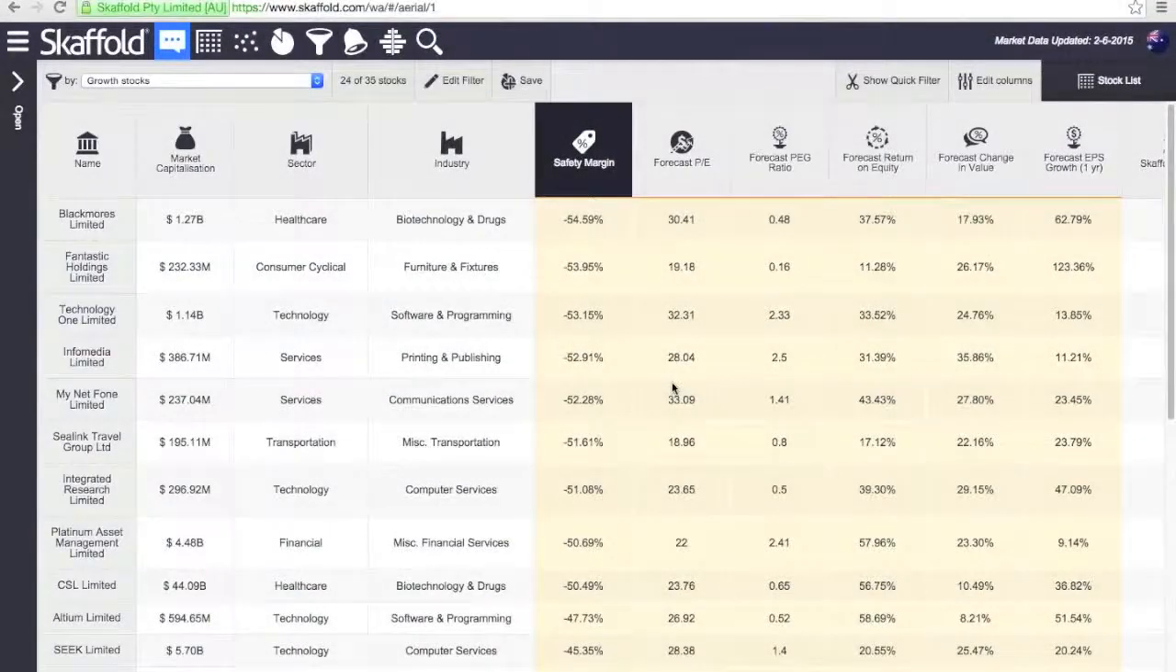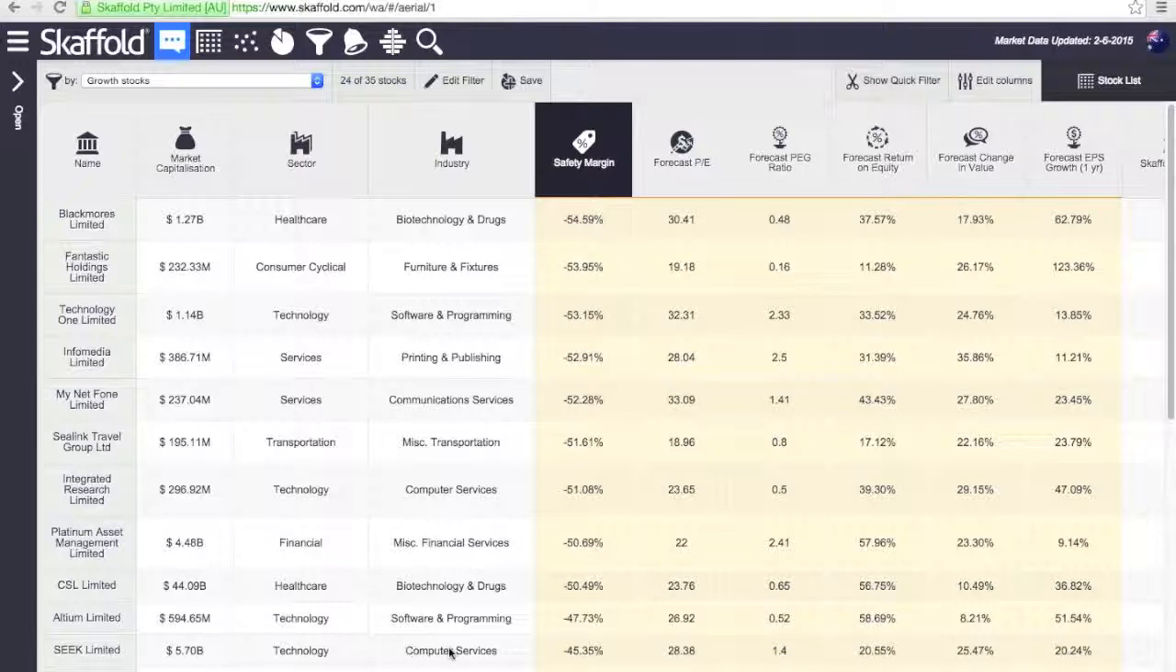What I thought I might do is just add a little bit to what Roger was saying there, and show you a few little tricks that you can use in Skaffold when you're looking to identify those growth stocks. Now, one of the stocks Roger mentioned was Seek, and you can see Seek coming up in here in our list of growth stocks.